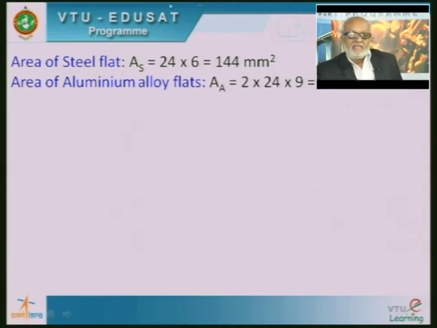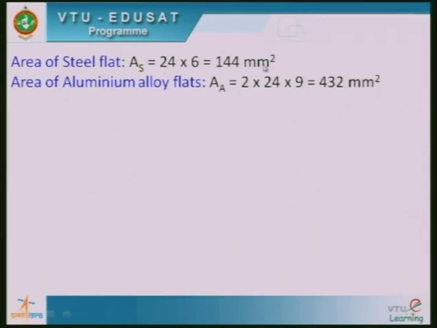Area of the steel flat, AS is 24 by 6, so it is 144 mm squared. Area of aluminum alloy flats, AA, each is 24 into 9. We have two flats, so 2 into 24 into 9, so you will be getting 432 mm squared.